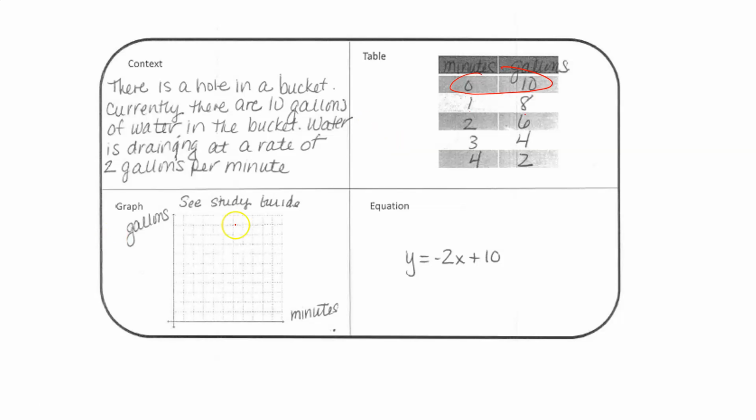Here is my context. There's a hole in a bucket. Currently, there are 10 gallons of water in the bucket. Water is draining at a rate of 2 gallons per minute.